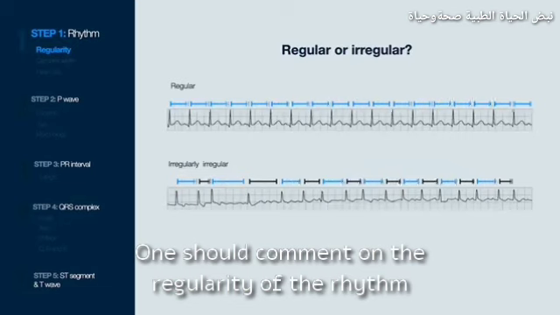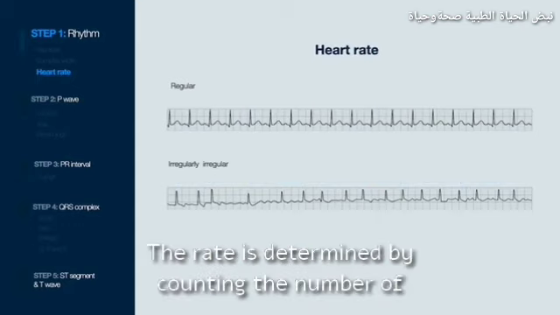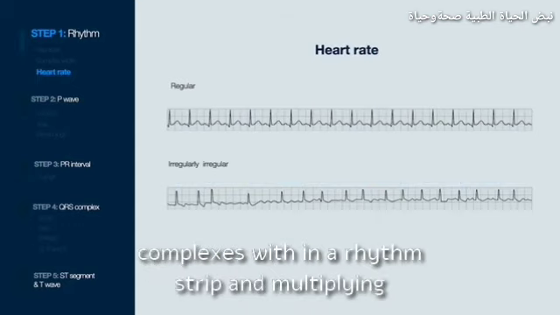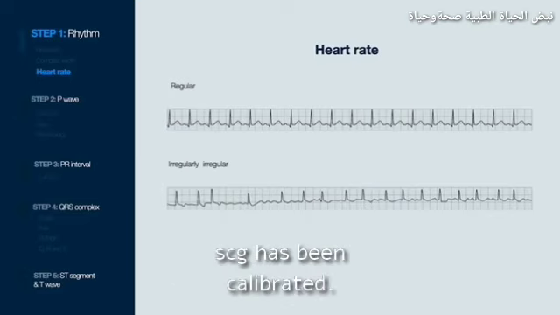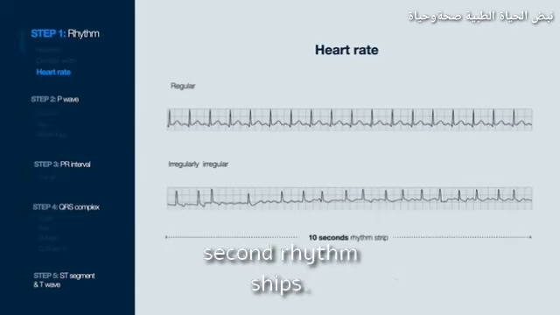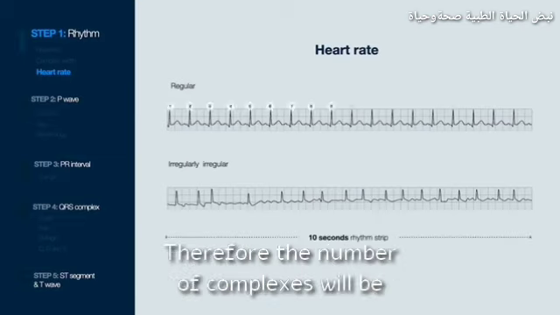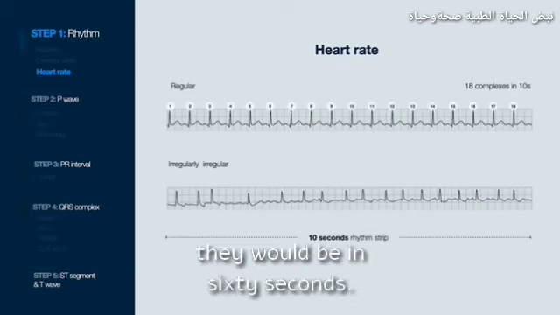One should comment on the regularity of the rhythm, whether it fires at the same regular intervals, and then lastly on its rate. The rate is determined by counting the number of complexes within a rhythm strip and multiplying that with the appropriate number depending on how the ECG has been calibrated. In this video, we will assume all rhythm strips are 10-second rhythm strips. Therefore, the number of complexes will be multiplied by 6 to calculate how many complexes there would be in 60 seconds.